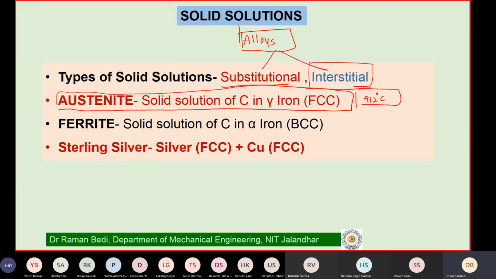Vishal Gulati. Yes, sir. So when I say FCC structure, which voids were larger for FCC? Octahedral or tetrahedral? Sir, tetrahedral. For FCC.